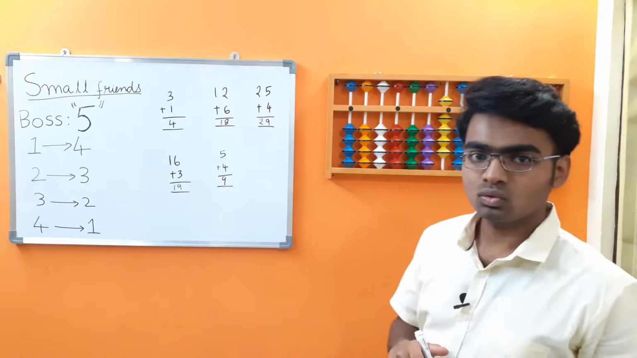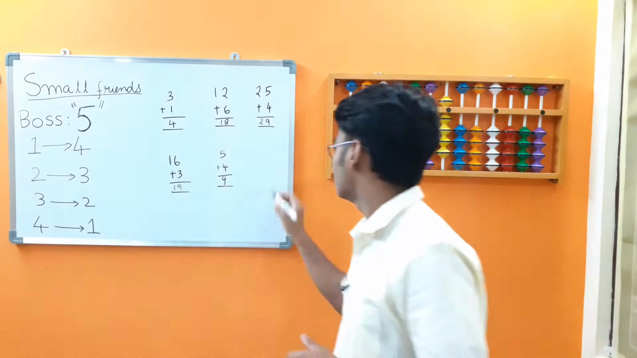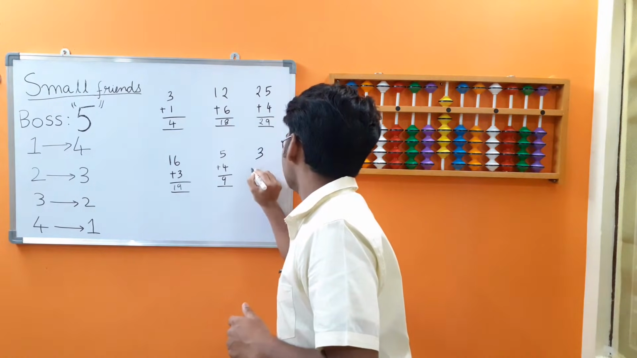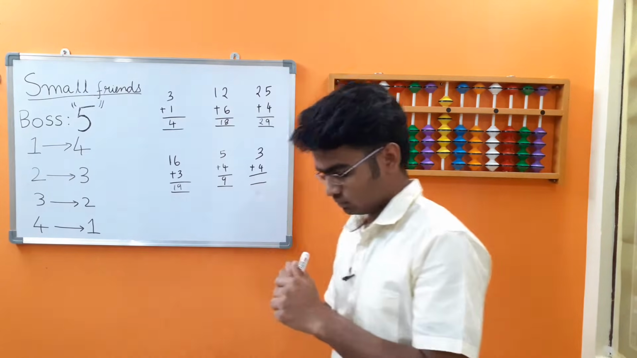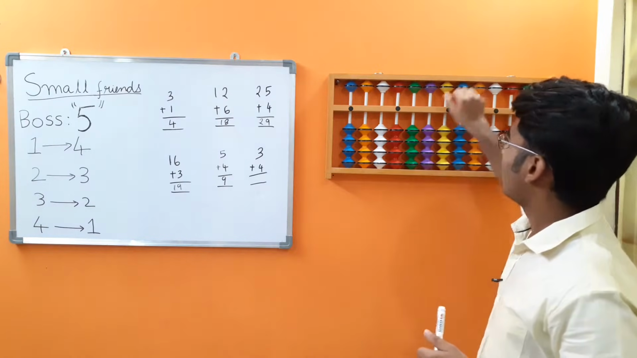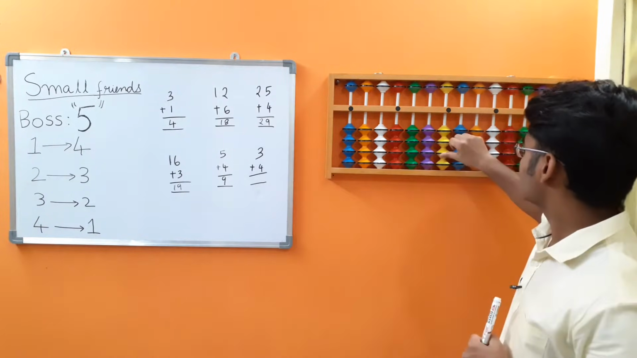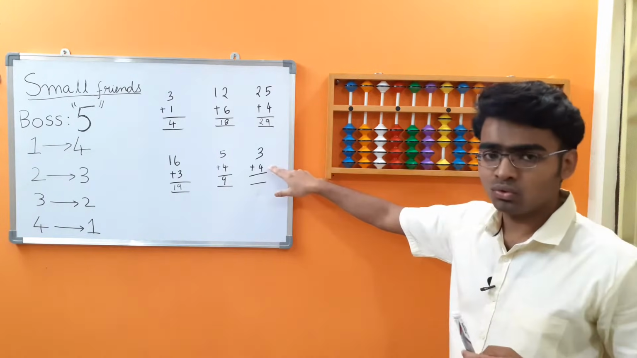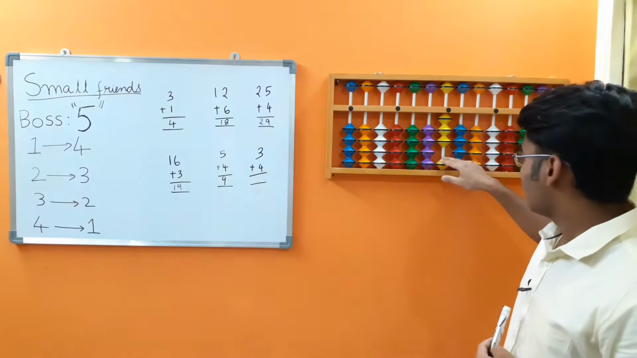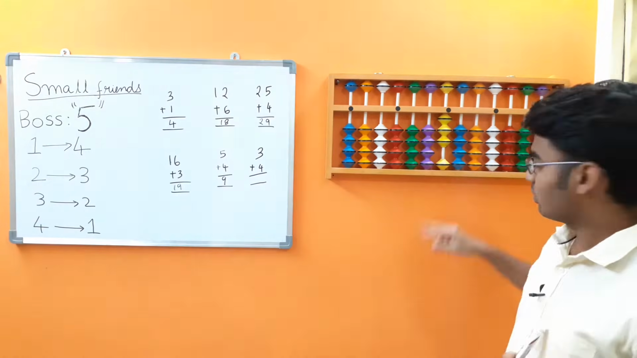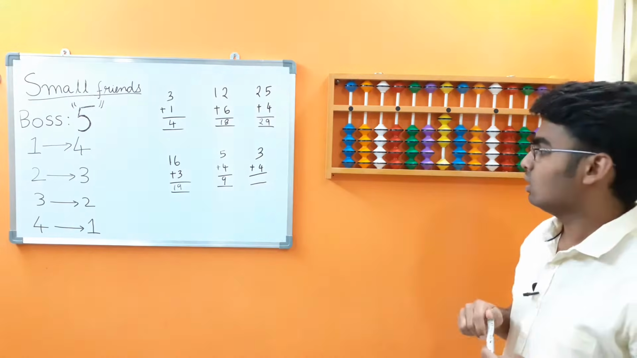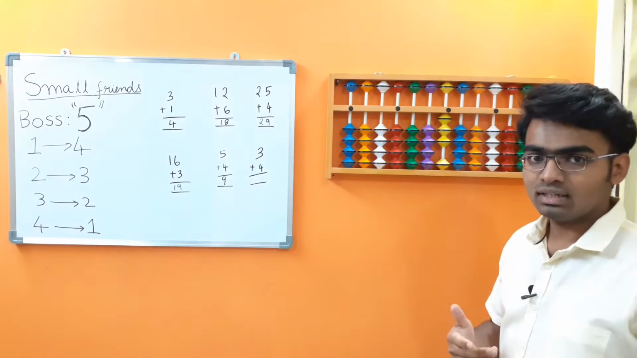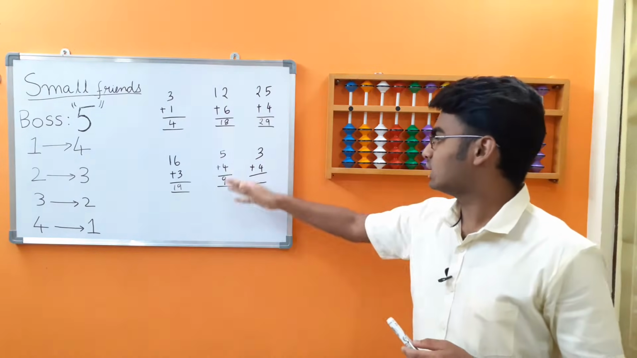Now let's try to do a different type of sum, that is 3 plus 4. As usual, let's place 3 on the abacus. Now we have to add 4, right? So we cannot add 4 directly here because we have only one bead at the lower end, but we have to add 4. Now we cannot add directly as we did in all these previous examples.